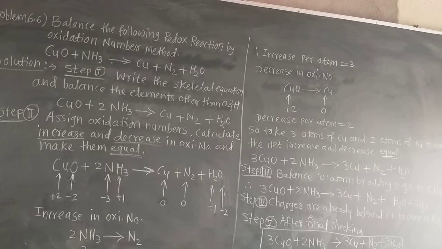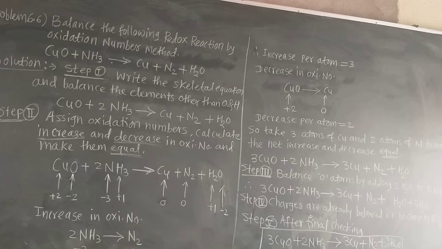Again, let us balance this redox reaction by the oxidation number method. This is copper oxide and ammonia, which when they react give copper metal, nitrogen gas and water. Now we have to balance this equation by the oxidation number method.